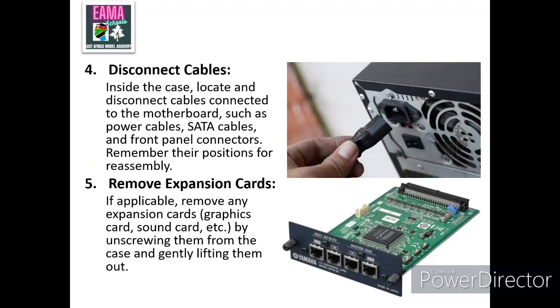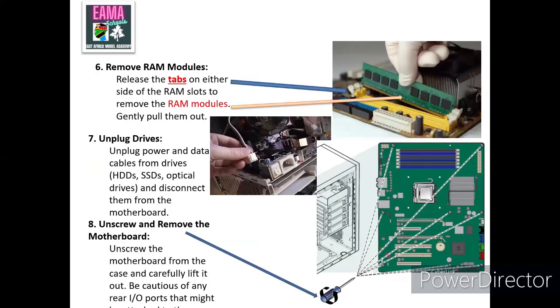5. Remove expansion cards. If applicable, remove any expansion cards, graphics card, sound card, etc., by unscrewing them from the case and gently lifting them out. 6. Remove RAM modules. Release the tabs on either side of the RAM slots to remove the RAM modules. Gently pull them out. 7. Unplug drives. Unplug power and data cables from drives, HDDs, SSDs, optical drives, and disconnect them from the motherboard.